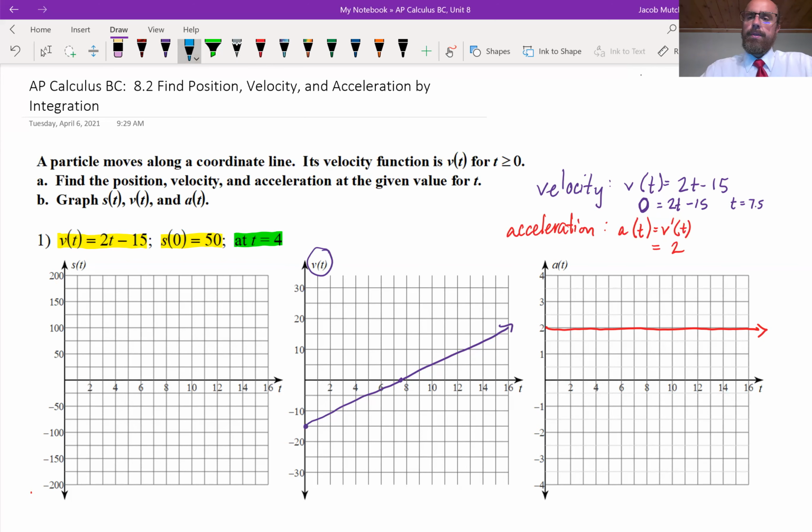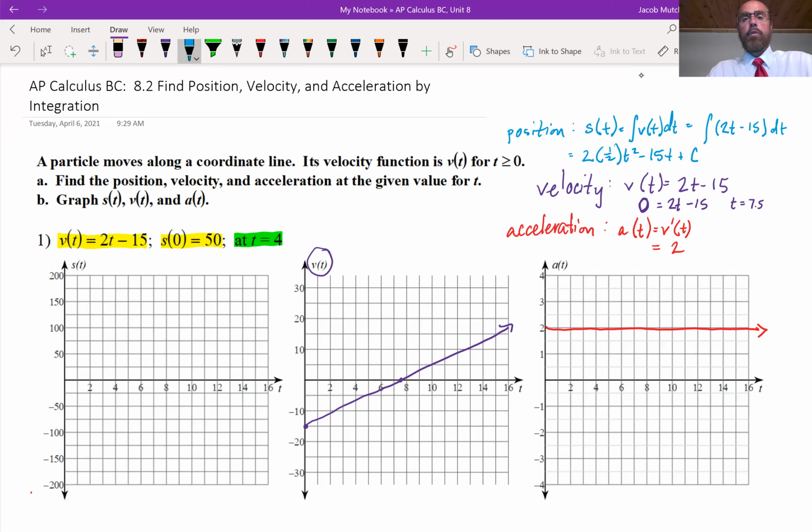Now, to get to position, what I've got to do is really find the antiderivative or the integral of my velocity function. So position, typically we call that s of t. And that is the integration of my velocity function v of t dt. So we'll set that up. That's the integration of 2t minus 15 dt. And what that's going to give us is 2 times 1/2 t squared minus 15t. And then because this is indefinite, I need to put plus c there.